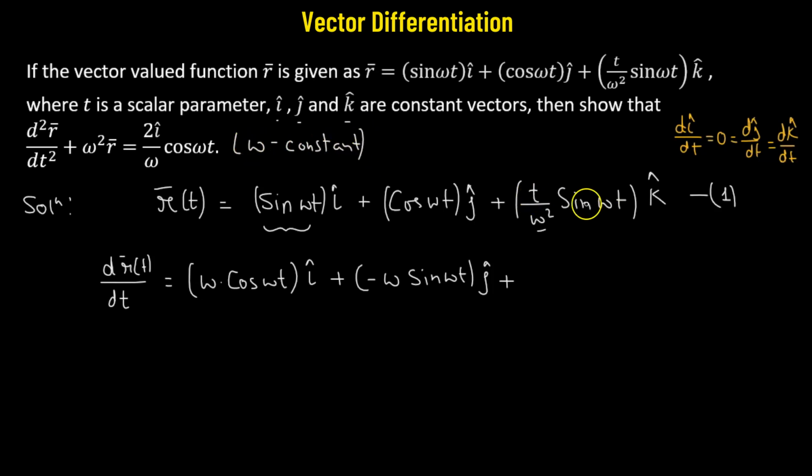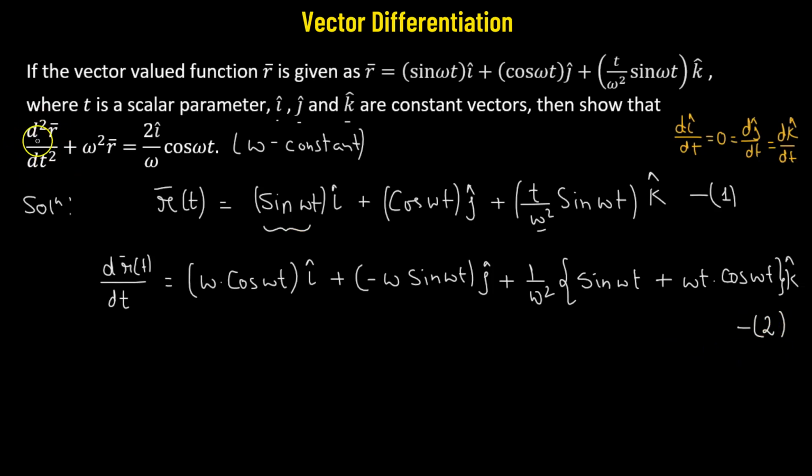That means we have t times sine omega t. So we'll take 1 over omega squared as the constant. Let's take the derivative of t times sine omega t using the product rule. So we have sine omega t plus omega t times cos omega t. This is going to be the z component of the first derivative of r with respect to t. Let's call it equation number 2.